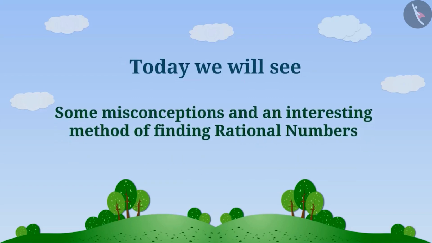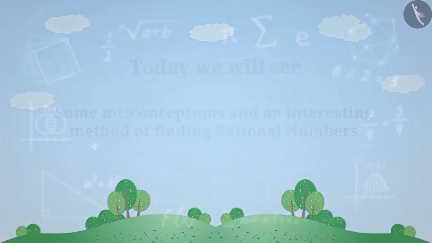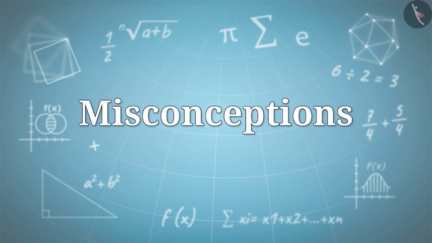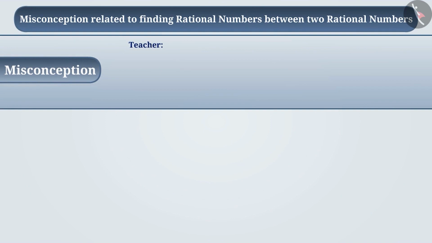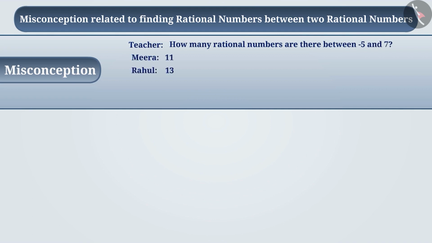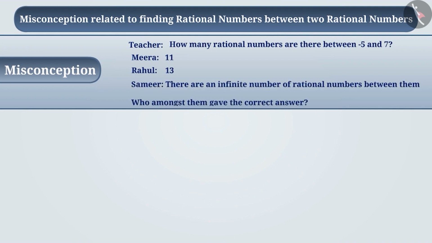Today we will see some misconceptions and an interesting method of finding rational numbers between two rational numbers. Misconception 1. One day the teacher asked the children a question: how many rational numbers are there between minus 5 and 7? Meera answered 11. Rahul answered 13. And Sameer replied, there are infinite numbers of rational numbers between them. Can you tell me who amongst them gave the correct answer?